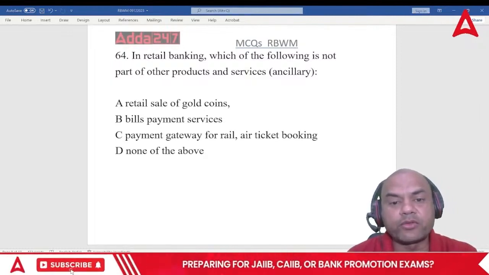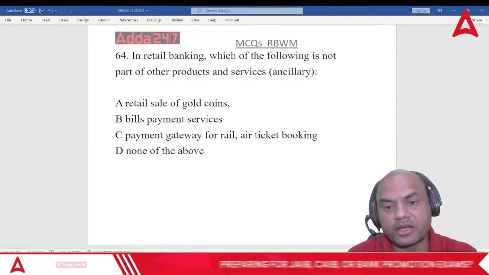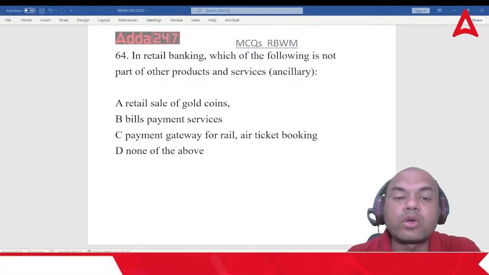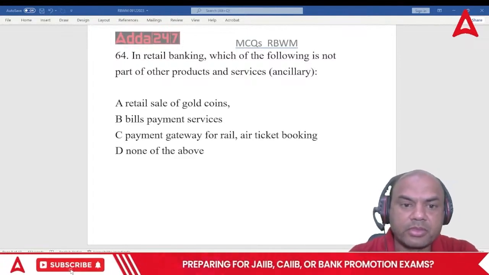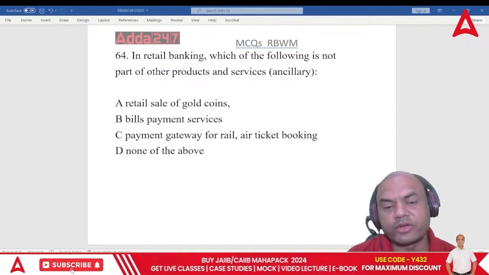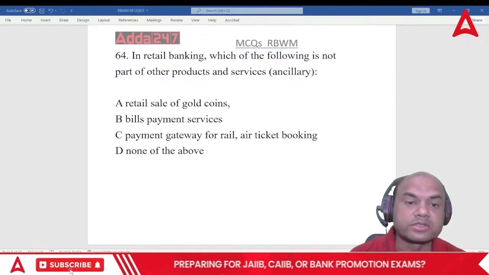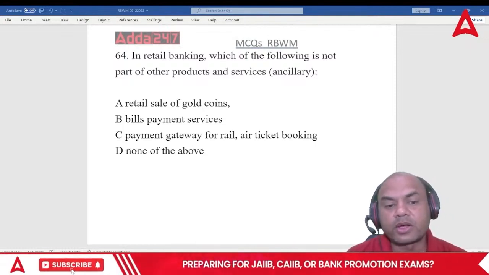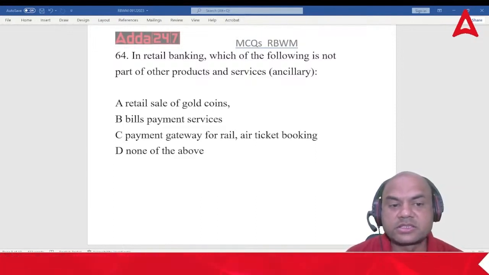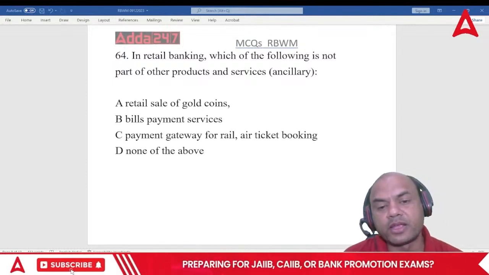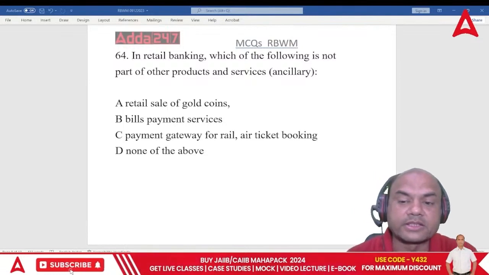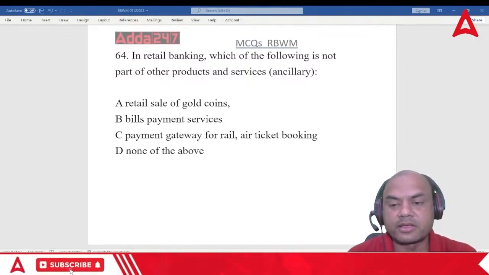Now, I'll tell you, many of you will get confused in one answer. Definitely. You'll all get confused in one answer because all banks are not doing it as of now. Which one? Think over it. I'll give you a hint in this. Wait for half a minute. All of you are getting confused between A and D. The answer is between A and D only. Think over it.